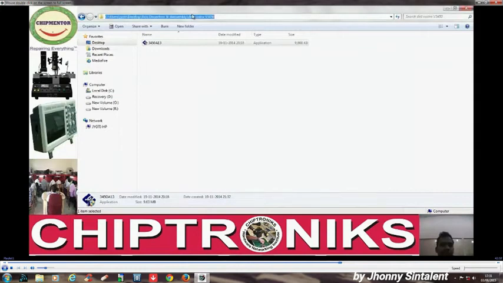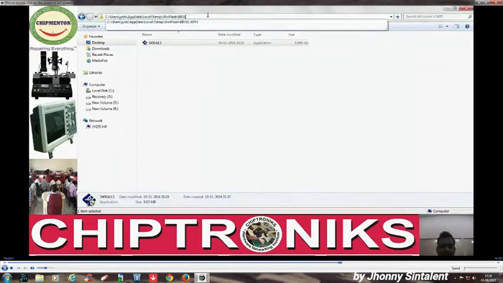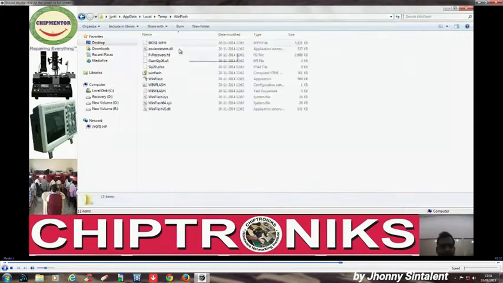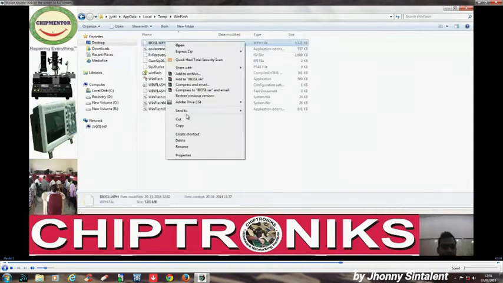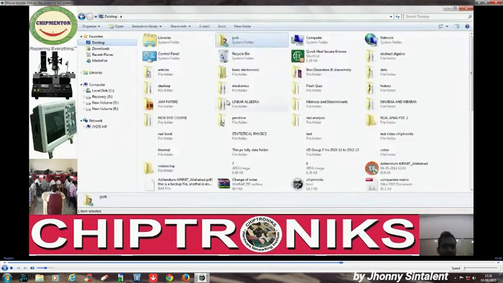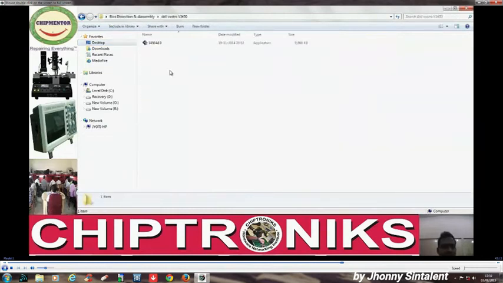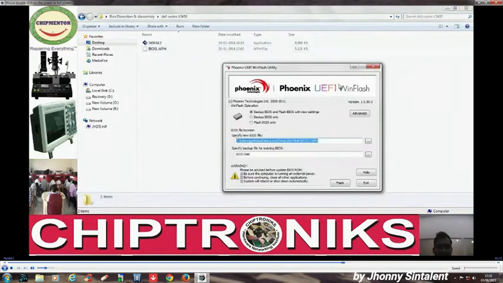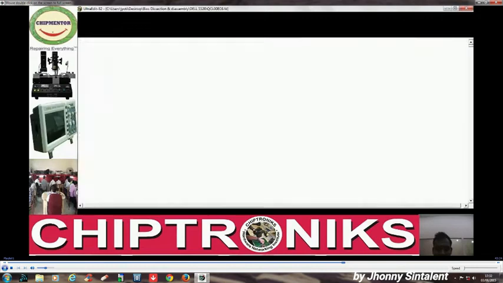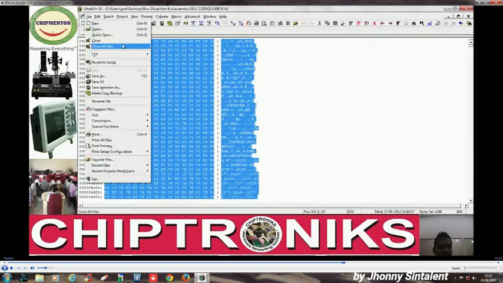We will get this file bios1.wph from here, and we'll copy it and put it back in our folder, that is BIOS dissection and disassembly. Put it over here. Now this is close to our requirement. So what we'll do is we'll open this with UltraEdit. Wait, let us close this.